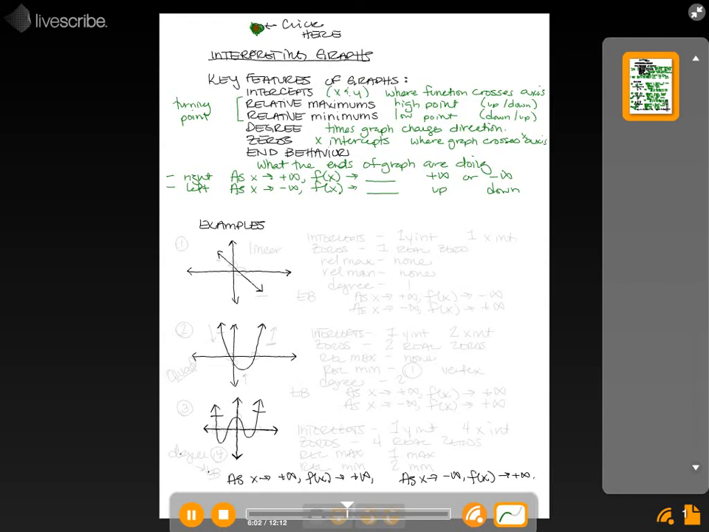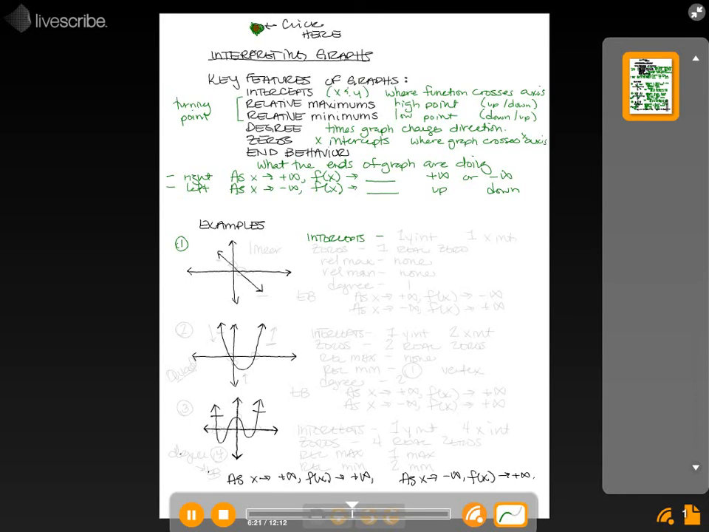We've got 3 examples here, and we're going to identify all of those things. The intercepts, the relative max, the relative min, the degree, zeros, and the end behavior. So let's start with our first example. We'll start with intercepts.